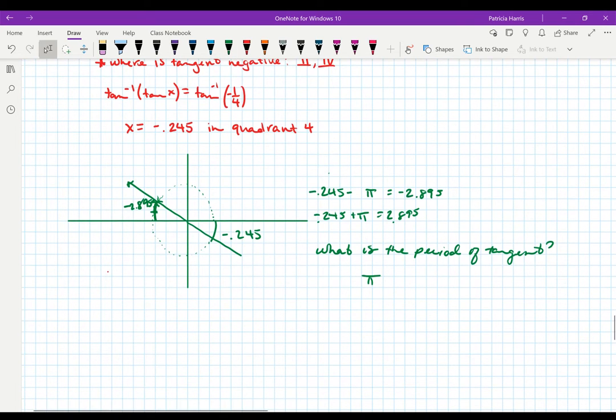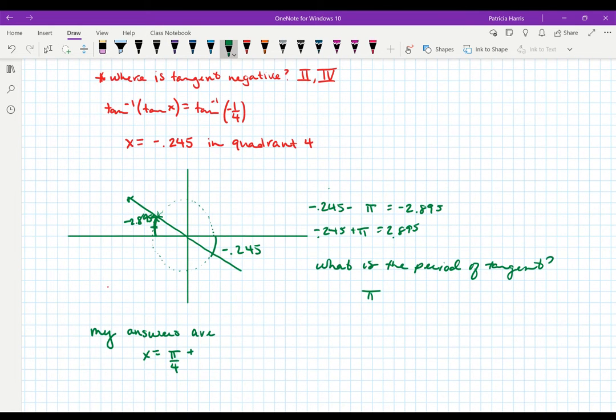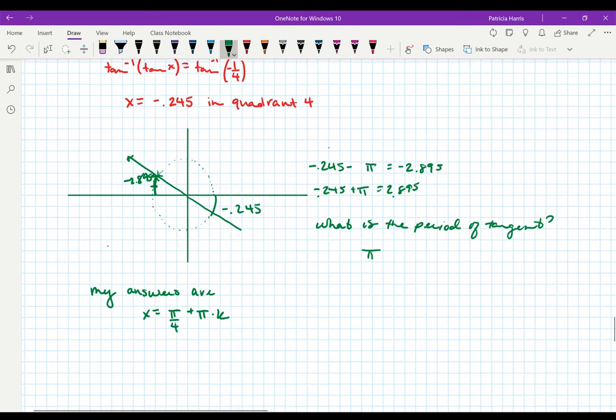So my answers are x equals pi over 4. Now notice in the very beginning, pi over 4 and 5 pi over 4, those are pi apart. So I can get the 5 pi over 4 by adding pi. So by adding every multiple of pi, I can get my second answer.